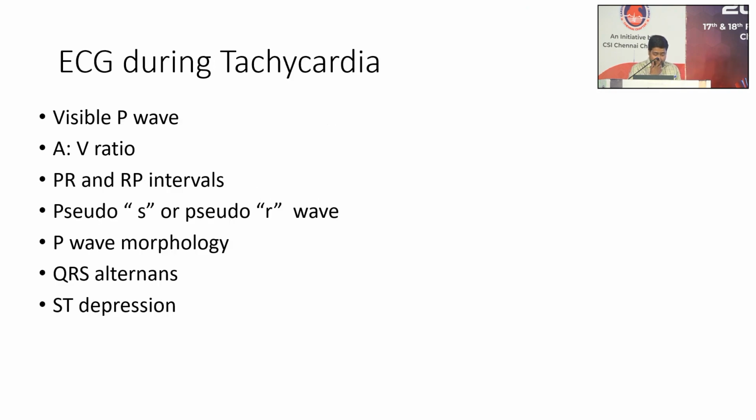When we see a tachycardia ECG, the parameters we look at are, first, whether any P waves are visible or not. If P waves are visible, then we look at the AV ratio, the PR and RP intervals, whether there is any pseudo S or pseudo R wave, the P wave morphology, and the presence of QRS alternans and ST depression.